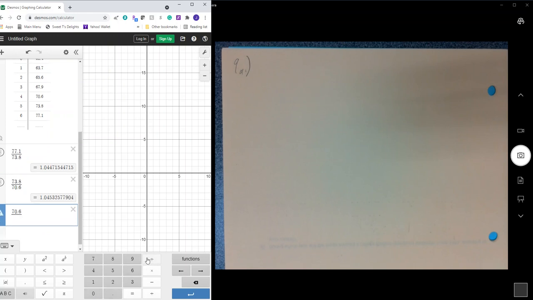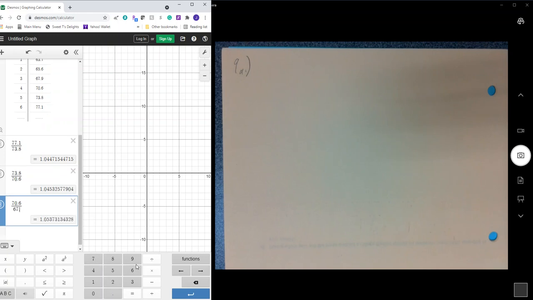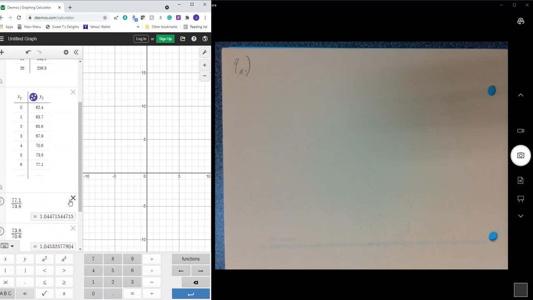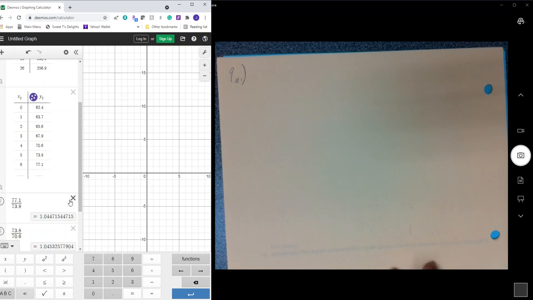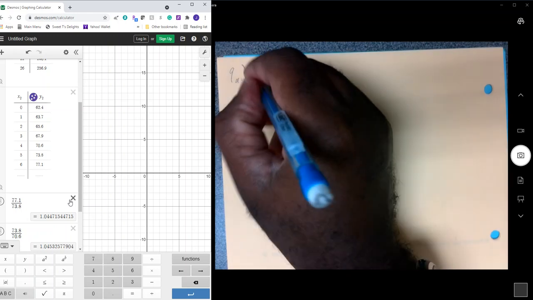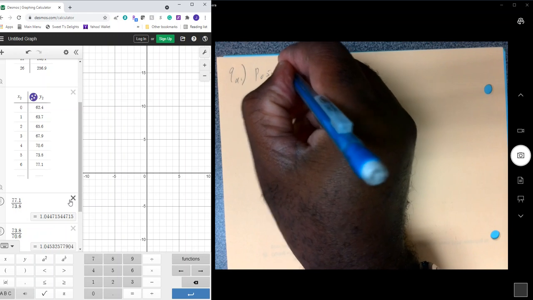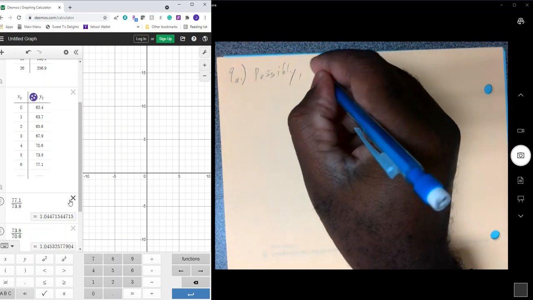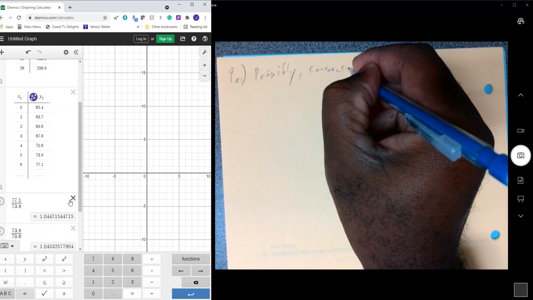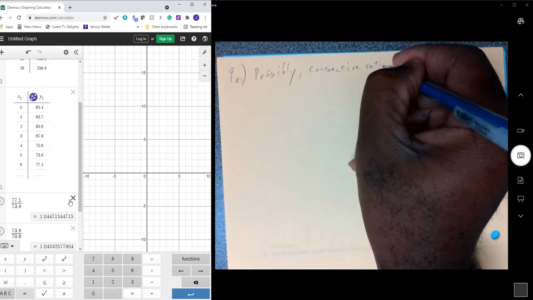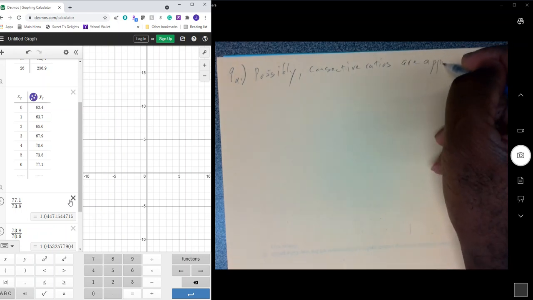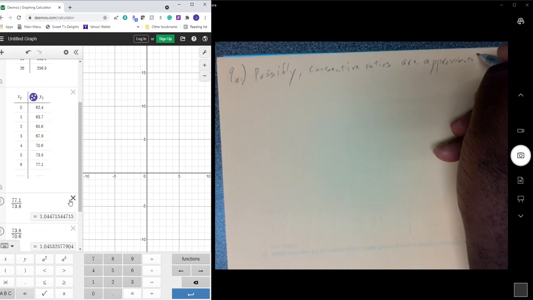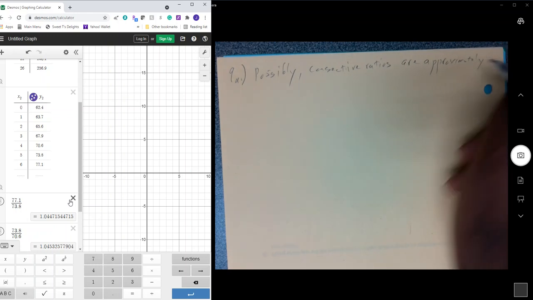70.6 divided by 67.9. Still very close, and so on. So for 9A, we can say that it's possibly exponential because consecutive ratios are approximately constant.